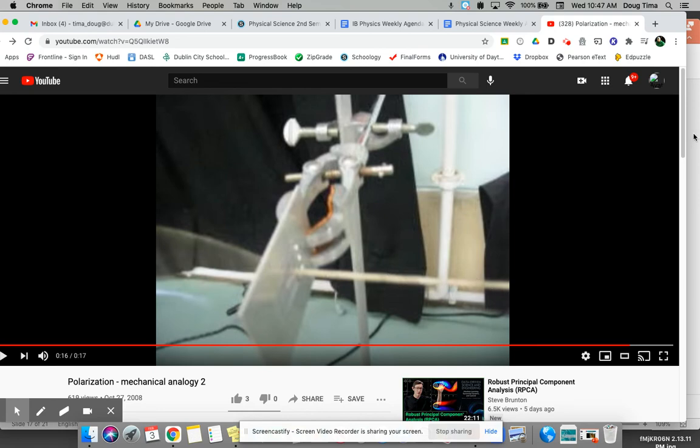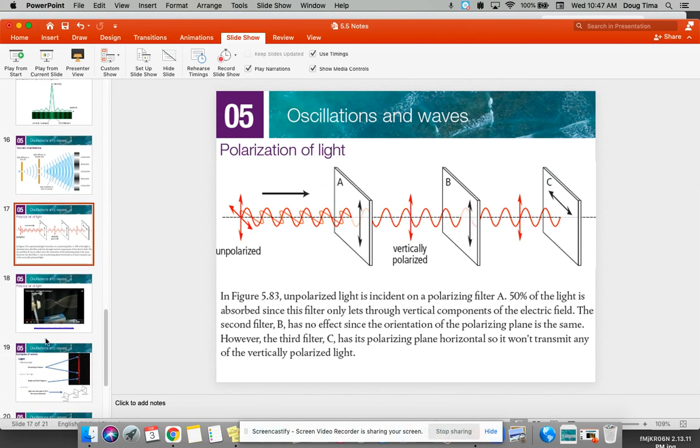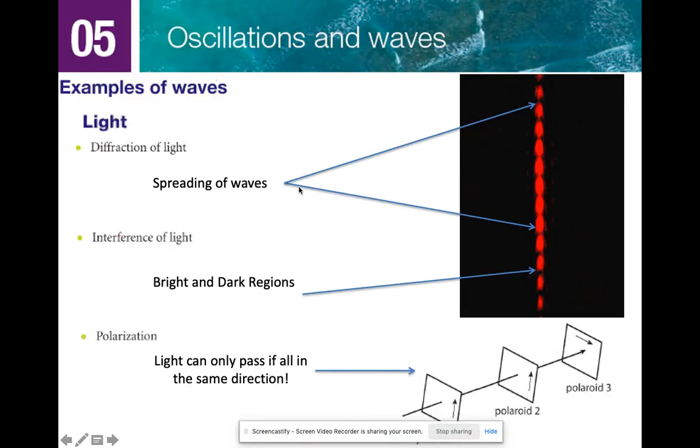So polarization is the idea of changing the angle of that light in order to cancel it out. Again, here it is with an actual light wave. The strongest intensity is in the middle. It tends to spread out and diffuse, if you will.